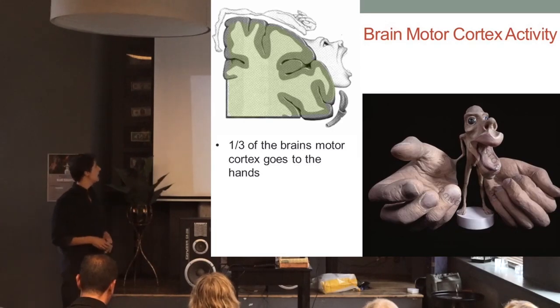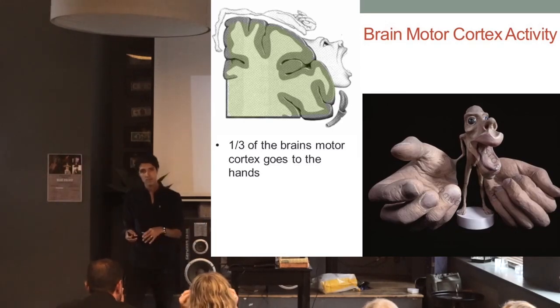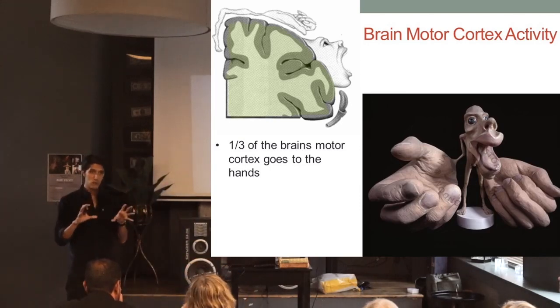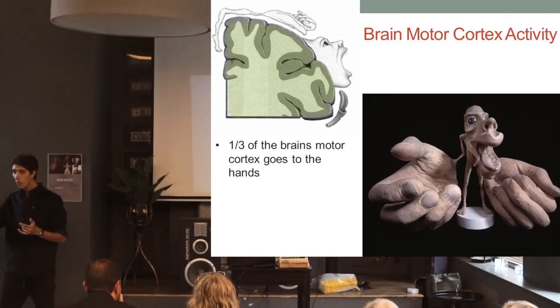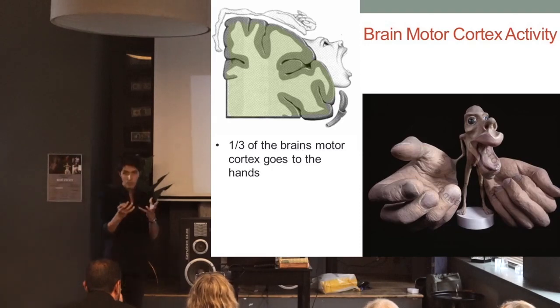The brain's motor cortex is more connected to the hand than any other area. About a third, about 35% of the brain's motor cortex goes directly to the hands. So what this means is just further connections of the brain to the hands, and a huge amount of brain activity is expressed in the hands.